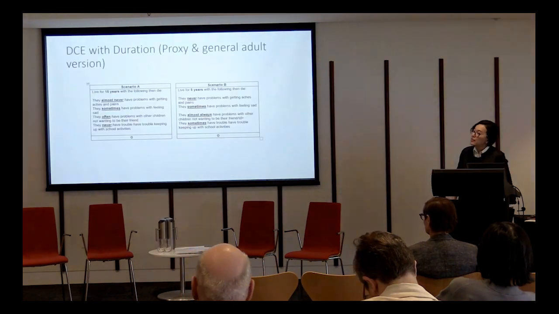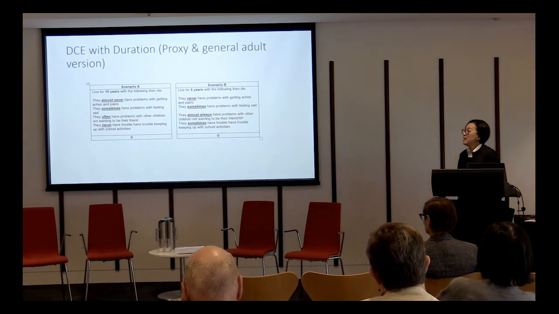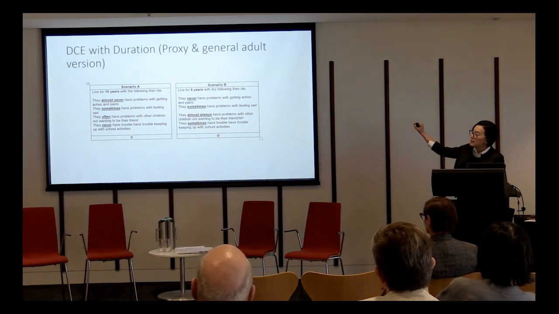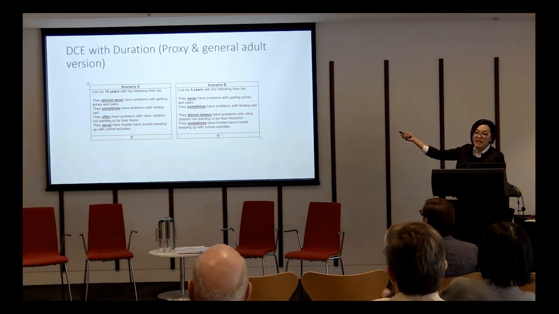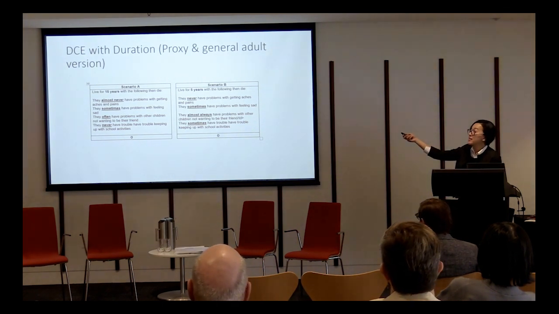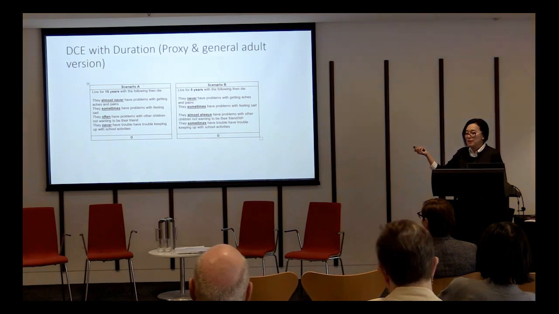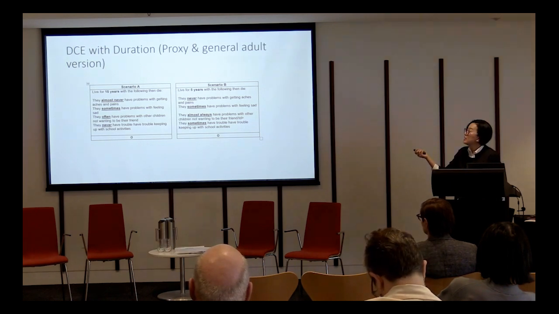Okay, so the DCE with duration, what do I mean? The only difference here is that in the first line of the scenarios, you also tell them how long they're going to live for in that particular health state. So you're going to live 15 years with the following and then die. Or 5 years with the following and then die. And as you can see, that wouldn't be great with kids. So we didn't even test that, right? So we're only doing this among proxies and the general population.